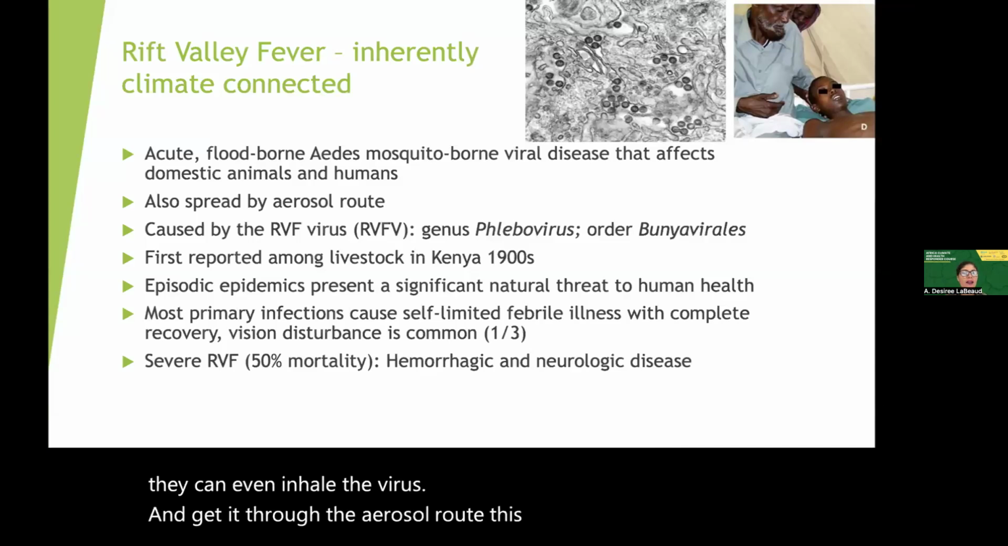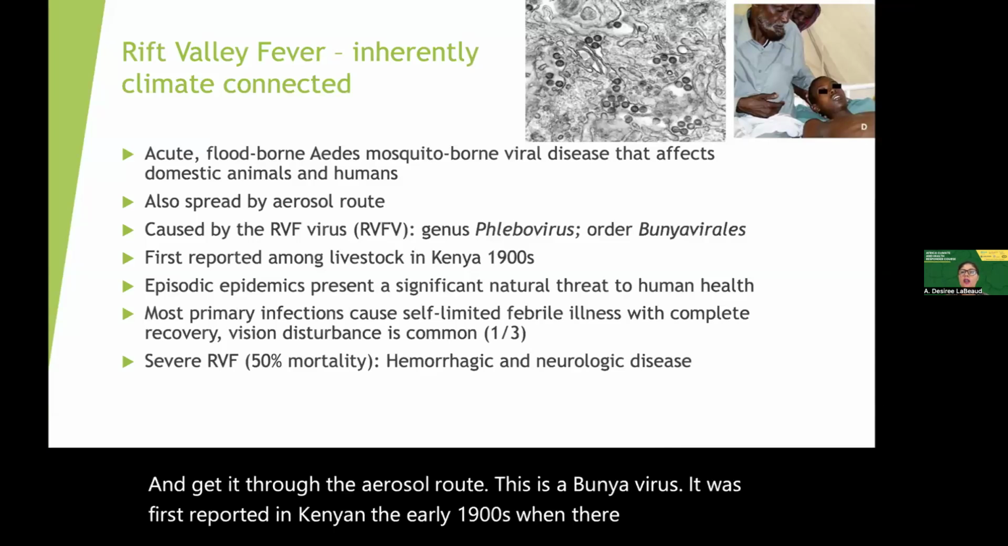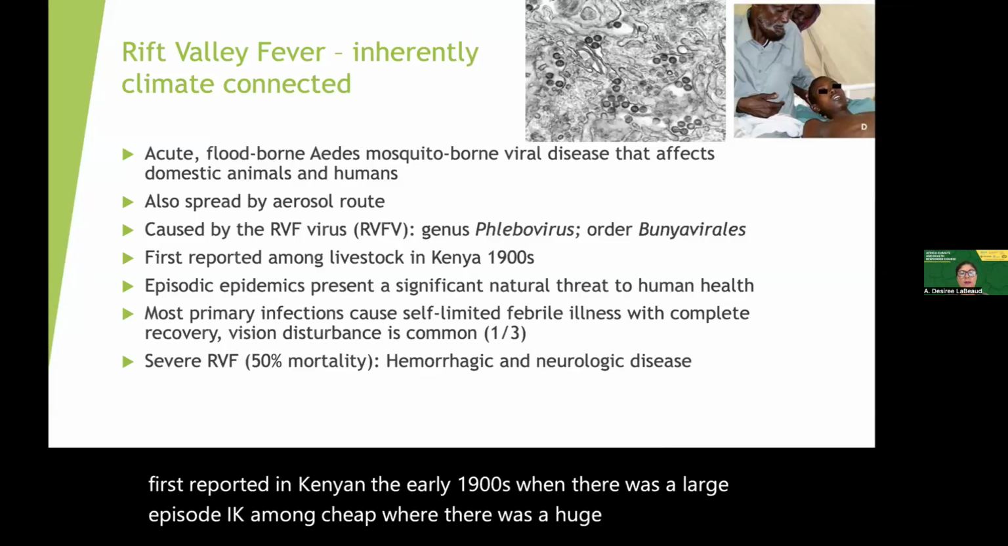This is a bunya virus. It was first reported in Kenya in the early 1900s when there was a large epizootic among sheep, where there was a huge abortion storm in sheep.